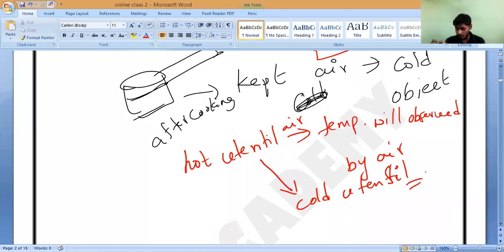This is what we call transfer of heat. What do we call it? Transfer of heat. Yes, sir. Two kinds of transfer of heat I have told you.